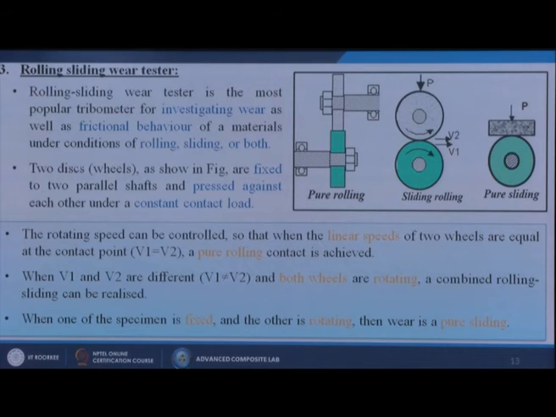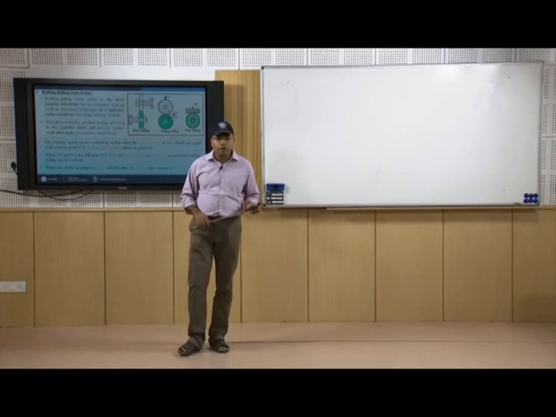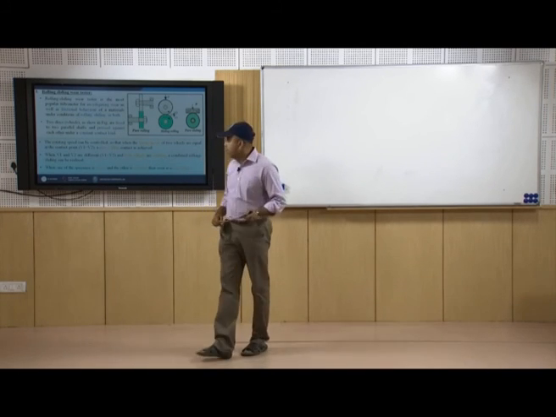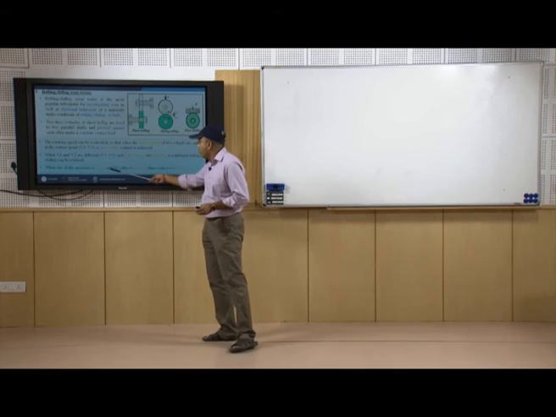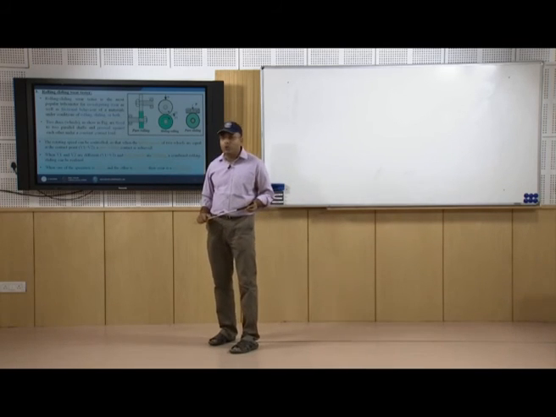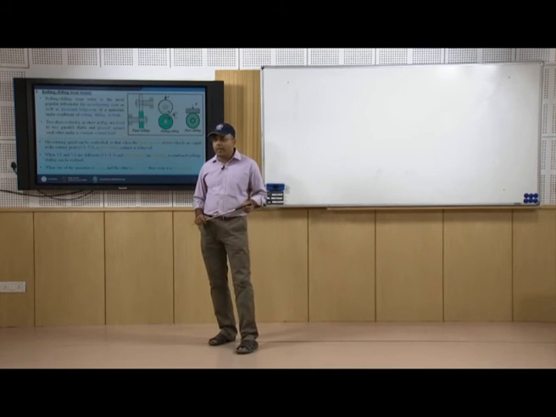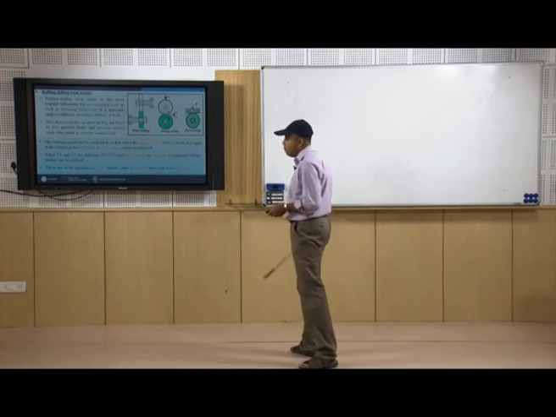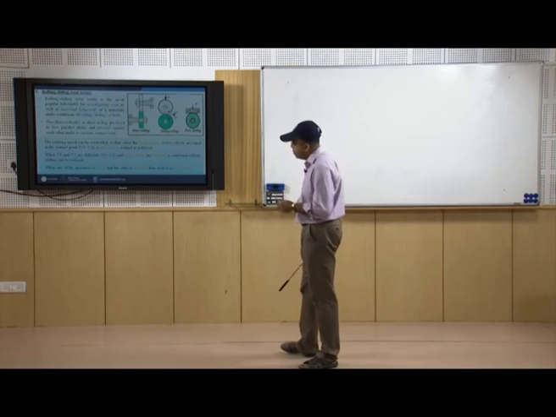So, in that particular case, one case V1 is equal to V2, another case V1 is not equal to V2, and another case the specimen one is fixed and the other is rotating. Generally one case V1 is equal to V2, one case V1 not equal to V2, another case one is totally stopped and another one is rotating. This will give you the pure sliding mechanisms.